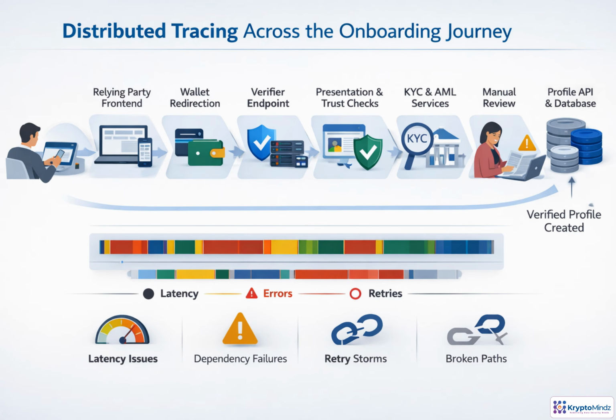Distributed tracing tells the story of a single onboarding attempt. From the moment a user clicks Start, you attach a correlation ID and follow it through every service: the front end, wallet, verifier, trust checks, KYC and AML engines, manual review, and profile creation. Each span records timing and outcome along the way. Reading that story, you can quickly spot latency spikes, dependency failures, retry storms, and broken paths, without ever exposing credential contents or sensitive personal data.